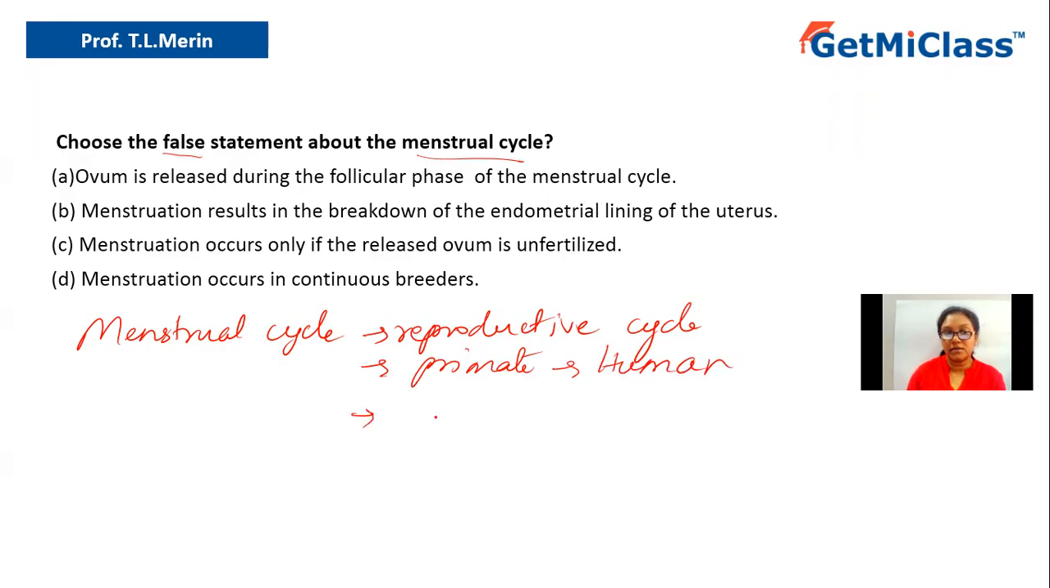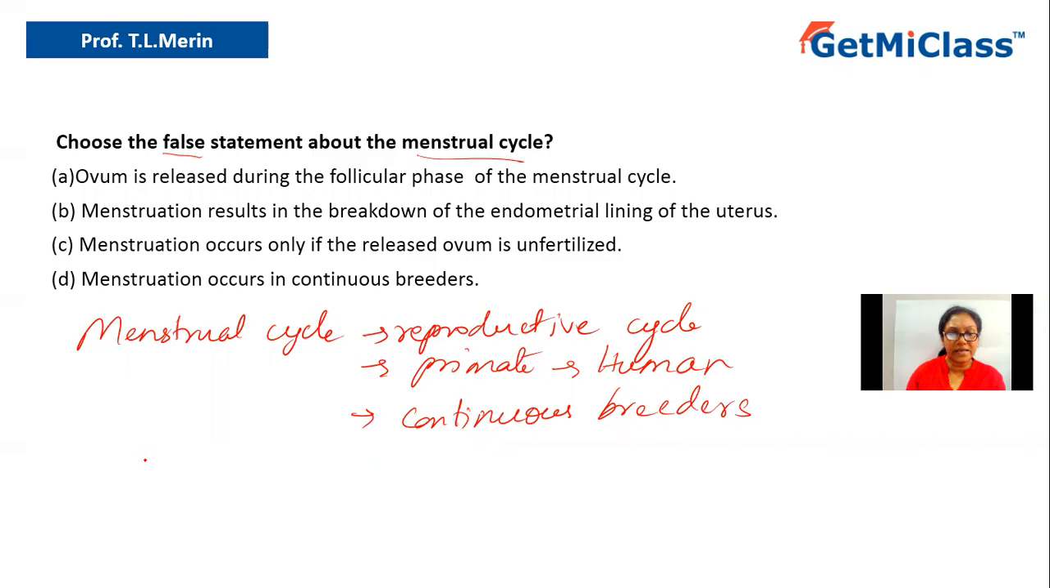And these are called continuous breeders. The organisms which follow menstrual cycle are called continuous breeders. Why? Because they can continuously produce the gametes and hence they can reproduce continuously. They are not seasonal. Whereas the non-primate animals like dog, cat, cow are called seasonal breeders because they can reproduce only seasonally. But there is no particular season in case of primates. They can reproduce any time of the year. So that's why they're called continuous breeders.